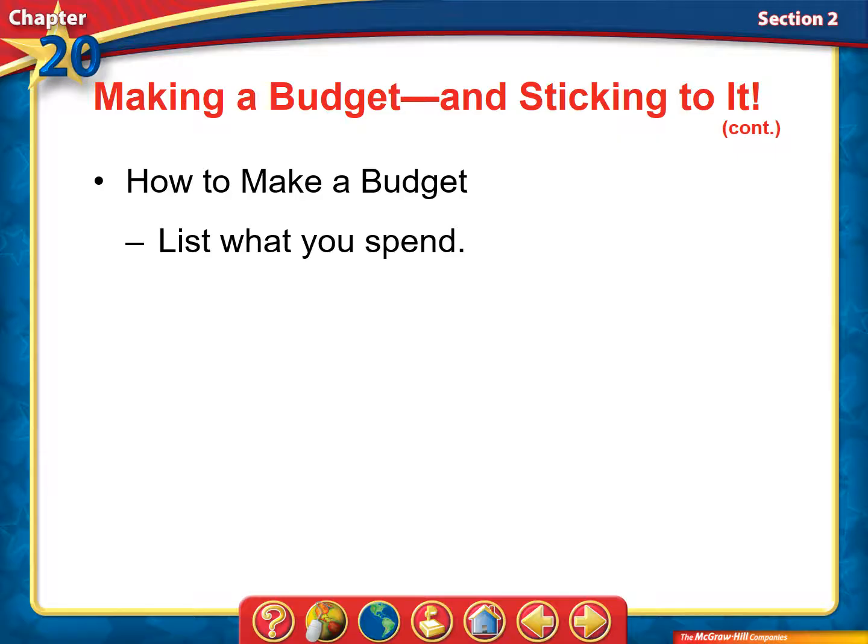Is that something you have to think about? So about how much gas are you using per month? For me, since I've got a commute, it's about $150 a month. I know off the top, $150 a month is going to go to gas. It's a lot, believe me.